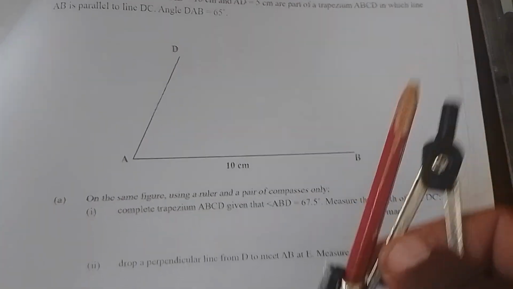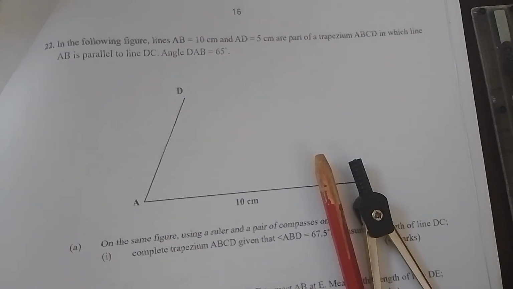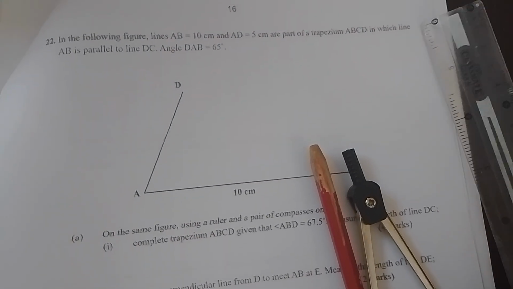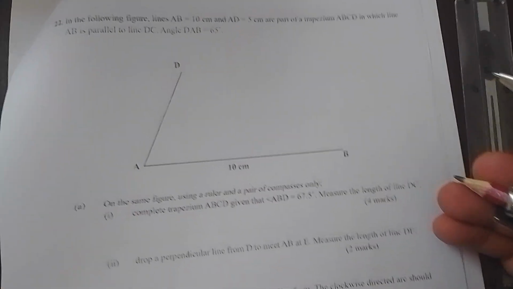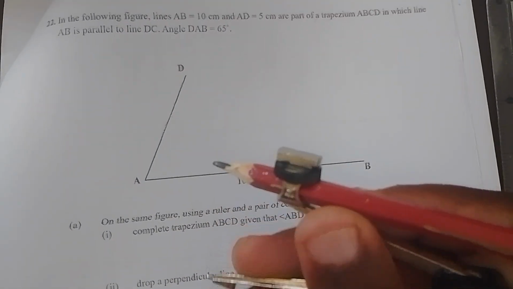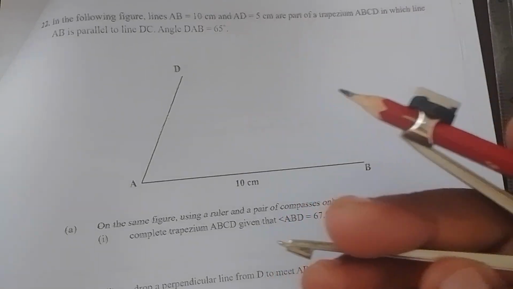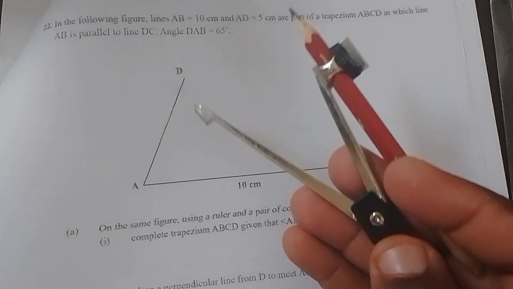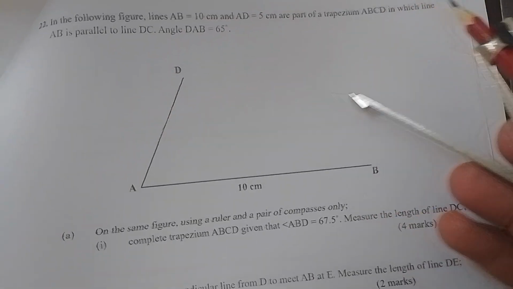As we can see, this is among those questions which most of the students were complaining had an error. And it is true, we shall see where that error was. So let us now look at this question and see how we can complete our trapezium ABCD. Already we have point A, we have B, and we have point D. So that means C must be somewhere here.